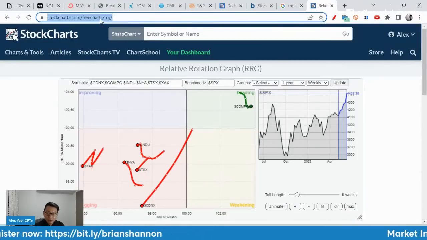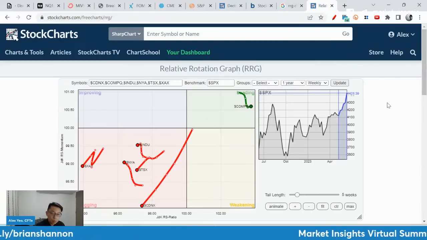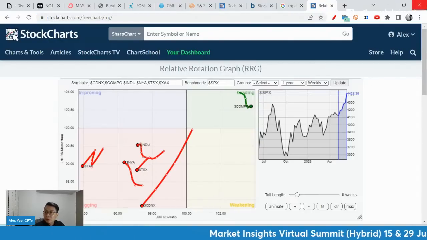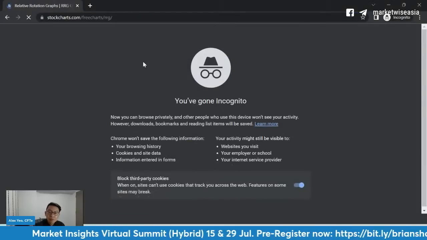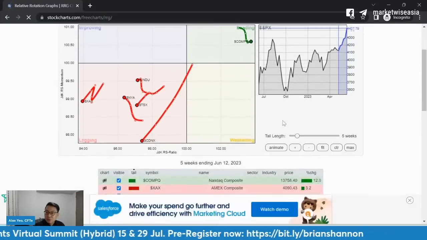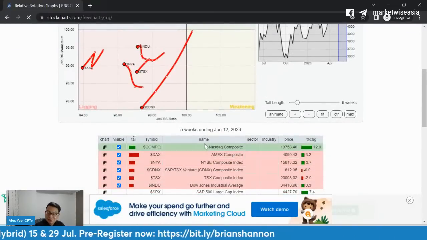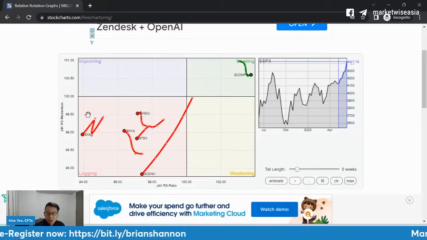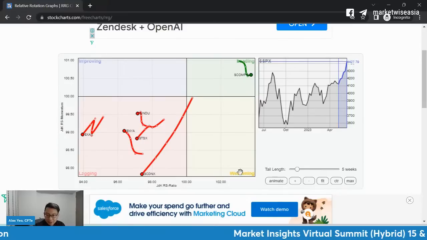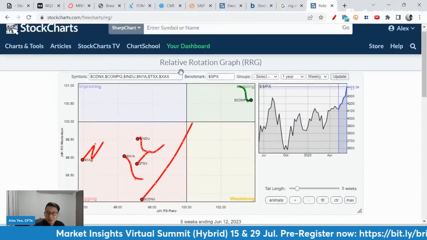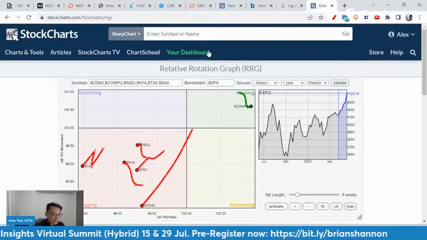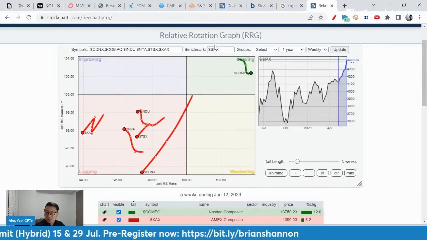If you are a free user, let me go to incognito mode first. If you're not logged in, you can only see the indices, to see how an index is improving, leading, lagging, or weakening. Right now maybe you still don't understand what I'm sharing with you. So over here, you guys can see the chart. This is the RRG curve, and I will show you how it works.